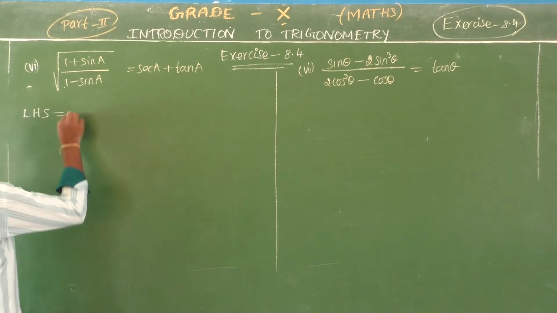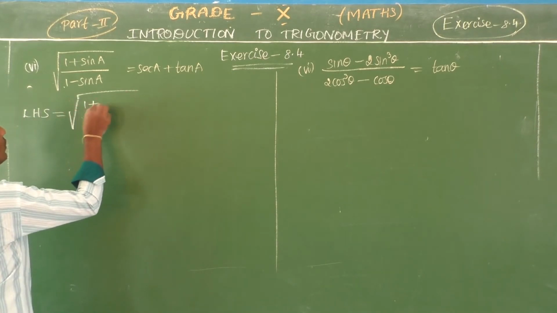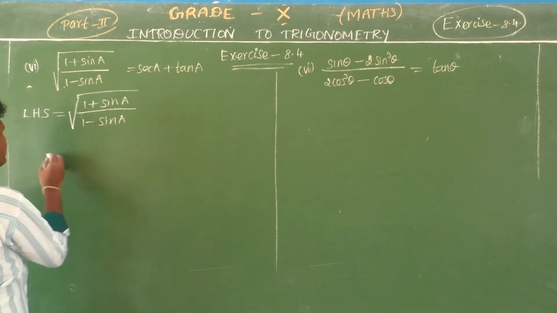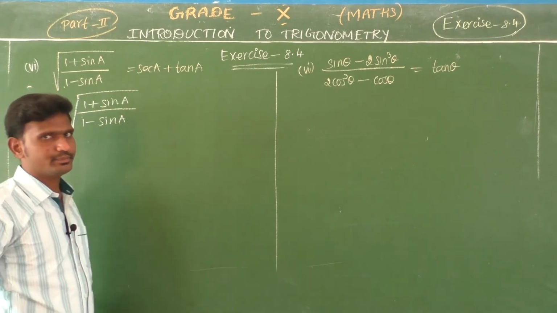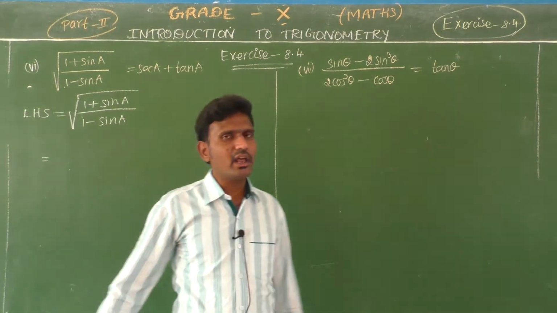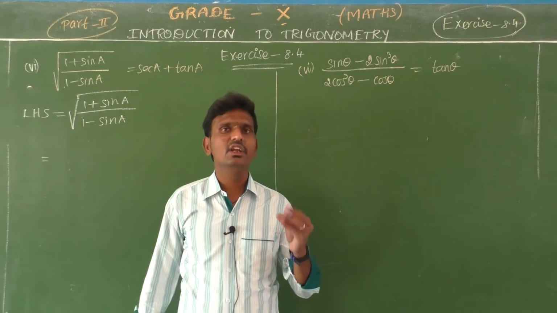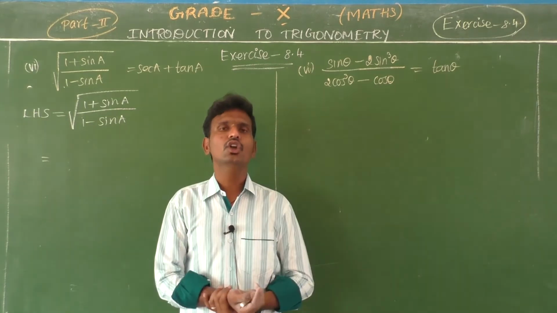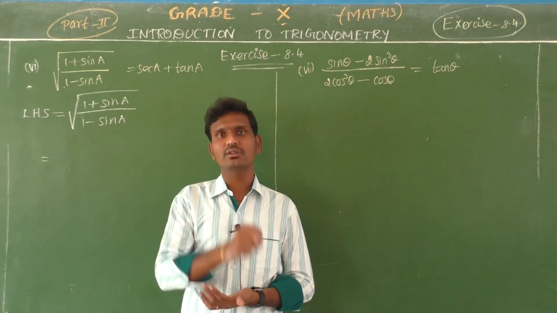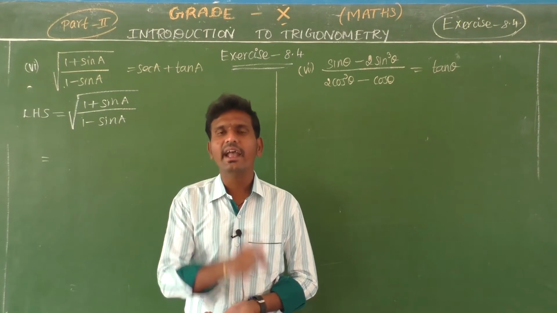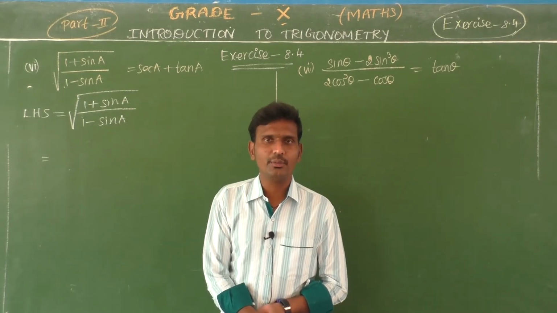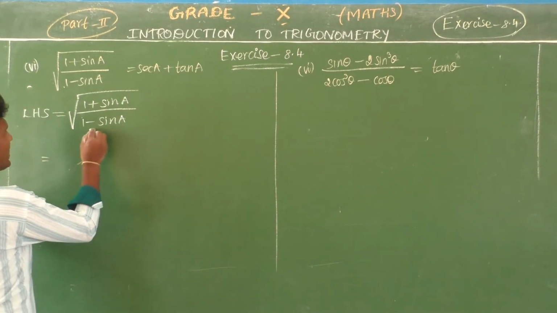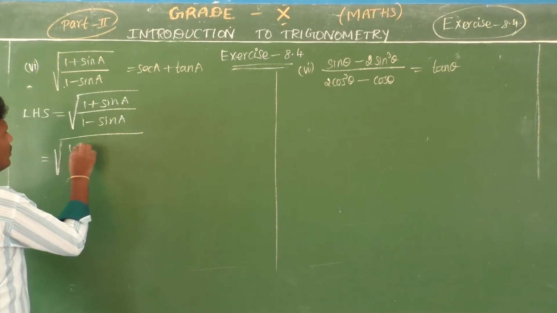Okay. So the left side is square root of (1 plus sin A) whole divided by (1 minus sin A). In the pattern of this question, we have to take the left side to the right side. In the left side, you have to consider the numerator and denominator. In the denominator you have two terms, so we should take what? The conjugate factor. Conjugate factor means, one more name, what? The rationalizing factor.